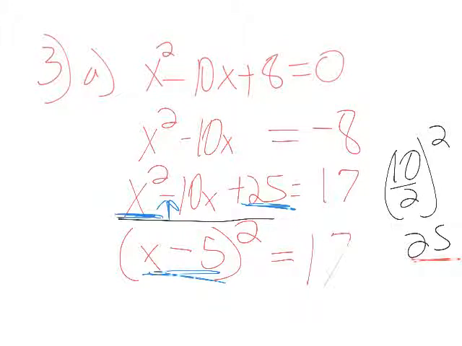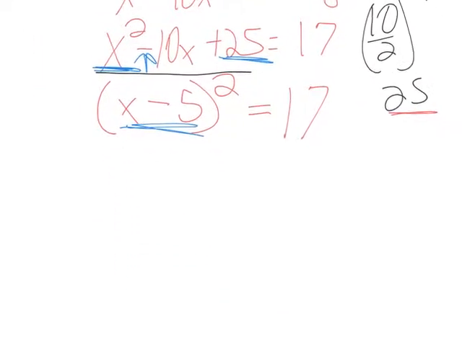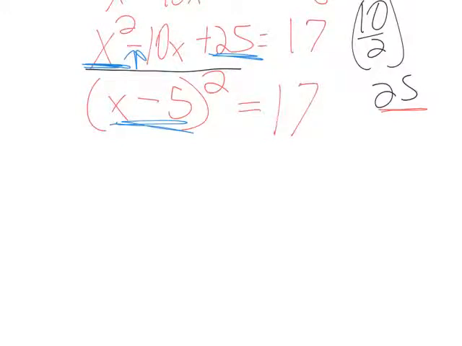All right, so that's going to be equal to 17 over here. Let me scooch up a little bit. Now from here, you just start the process of the square root property, okay? So the square root of both sides gives me x minus 5 is equal to plus or minus the square root of 17. Remember that from the other day.